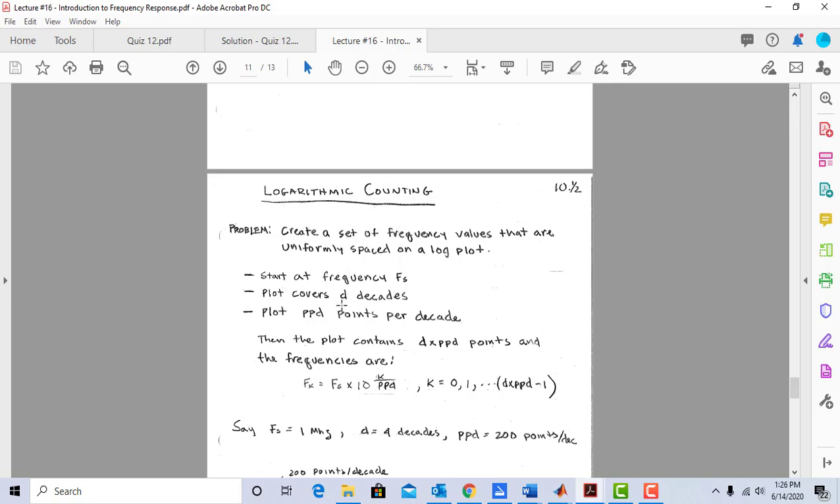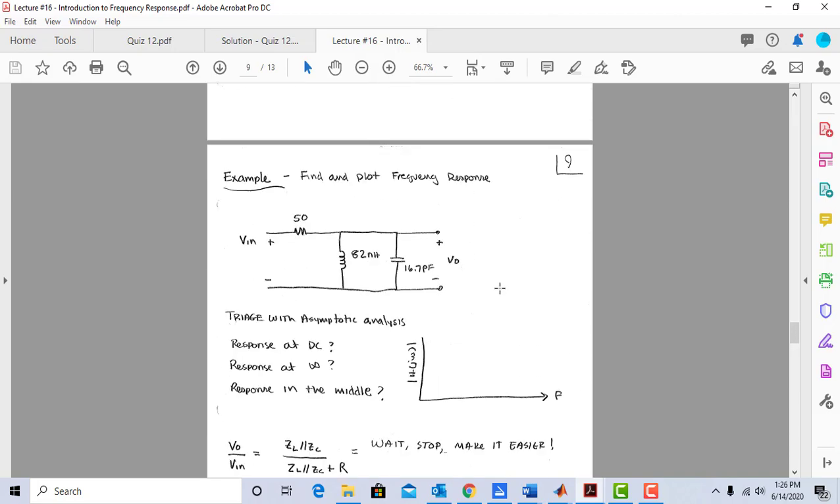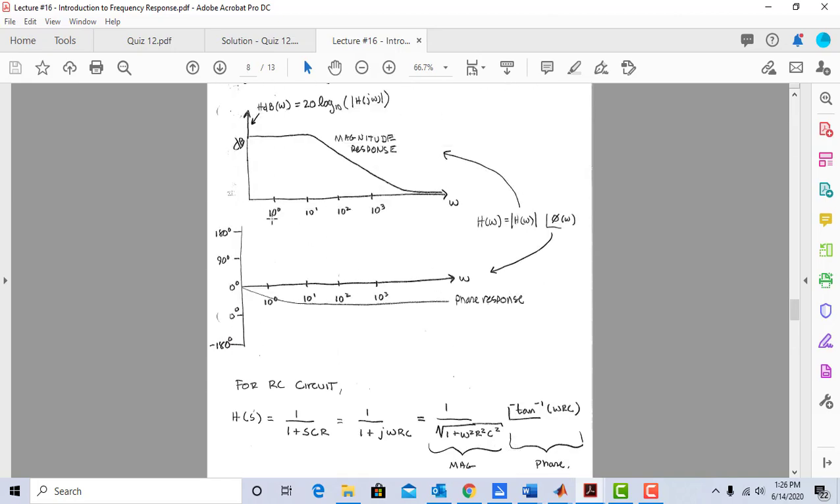Here's my problem. I want to create a set of frequency values that are uniformly spaced on a log plot. So let's go up here. I've got a log plot here, and I've got frequency. Now, here's 1 Hertz, or 1 radian per second. Got me 10 to the 0, and here's 10 radians per second. If I want any detail in my plot, I should probably show what? 1, 2, 3, 4, 5, 6, 7, 8, 9, 10 Hertz, so maybe 10 points. And they'll bunch up a little over here, but that's okay.